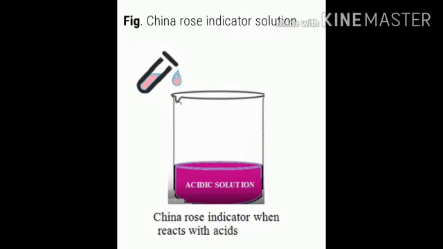When a China rose solution is added to the acidic solution, then it changes its color to bright pink or magenta color. Or we can say that when China rose solution is added to the given substance and if it gives bright pink or magenta color, then it shows that the given substance is acidic.